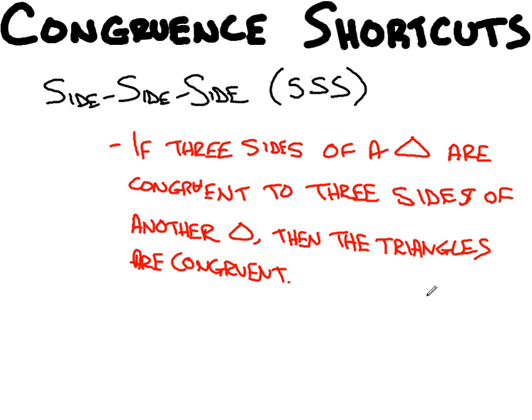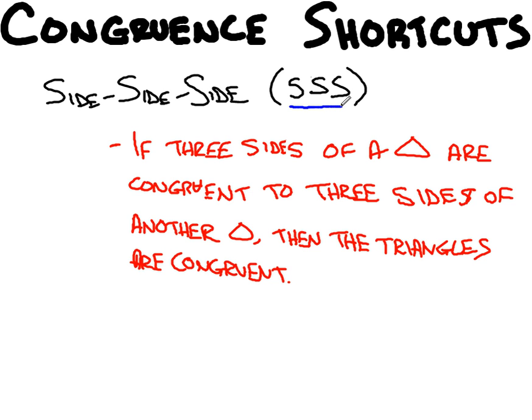Alright, we're beginning congruent shortcuts today because we're sick and tired of having to find all three sides and all three angles being congruent to prove triangles are congruent. So we looked and found, are there shortcuts? And in fact there are. The first one that we're going to talk about here is side, side, side, or we'll say SSS.